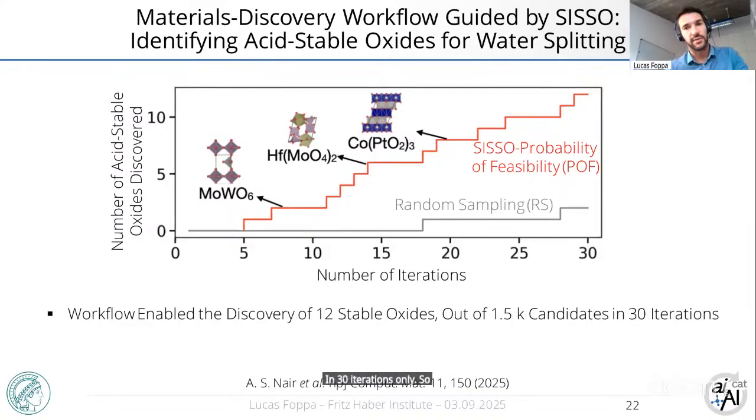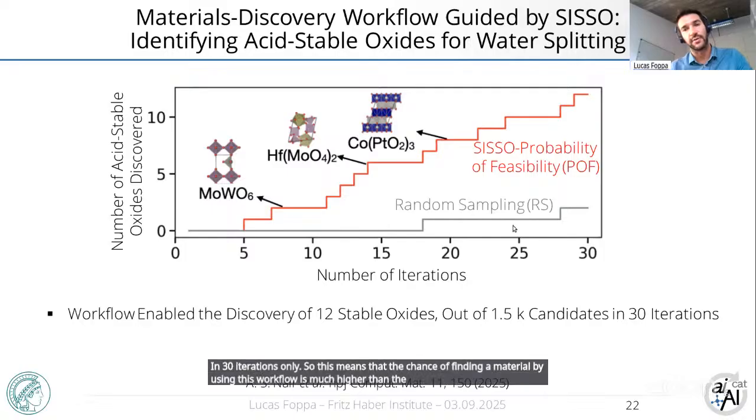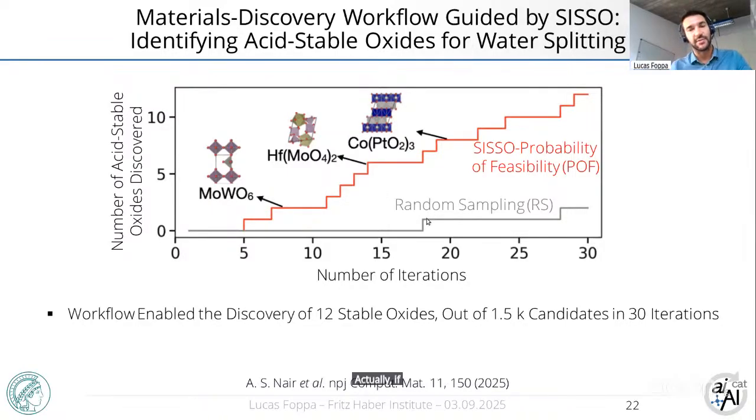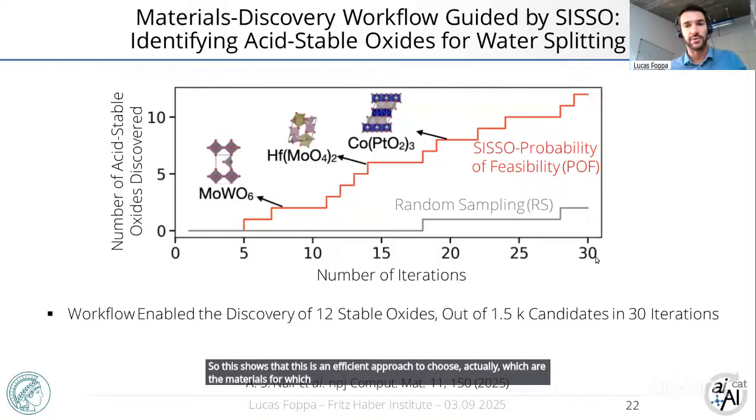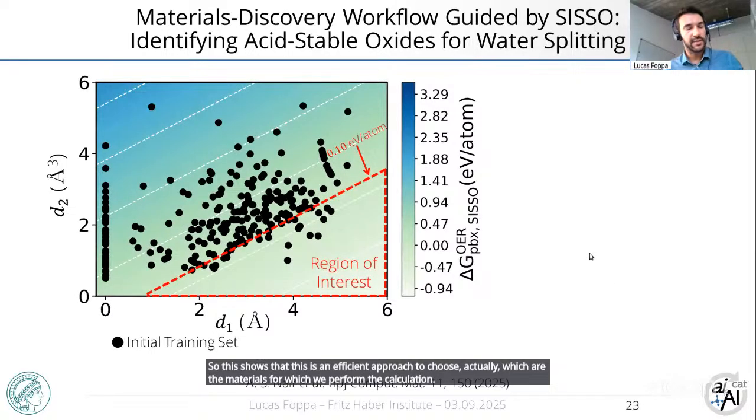So this means that the chance of finding a material by using this workflow is much higher than the chance of finding it using random sampling. Actually, if we randomly select these materials in this material space, we see that we barely find stable materials, only 2 in 30 iterations. So this shows that this is an efficient approach to choose which are the materials for which we perform the calculation. We can also visualize these results using this map.